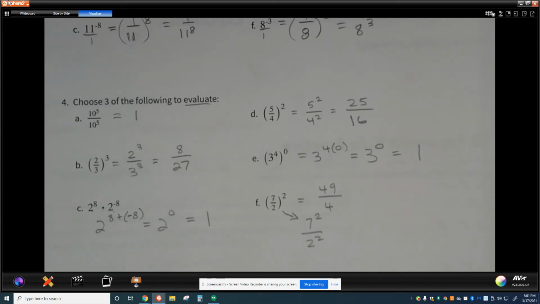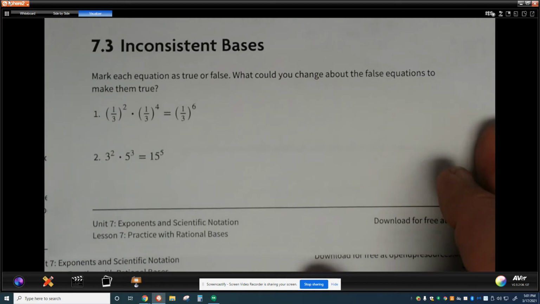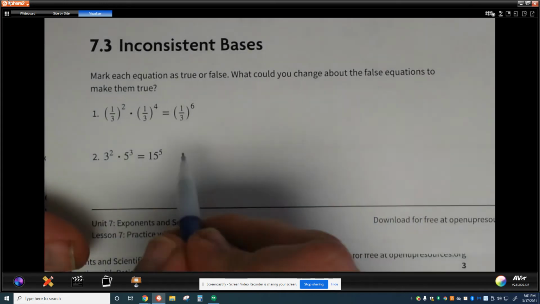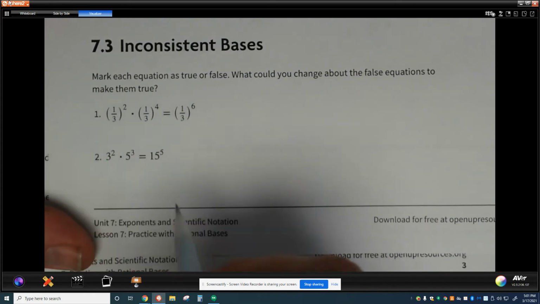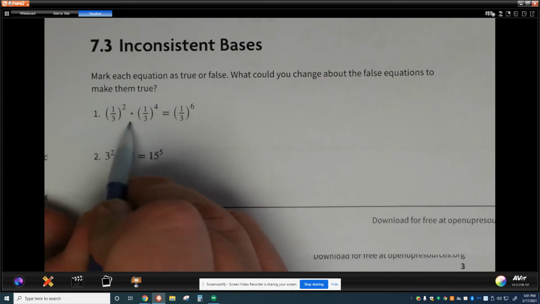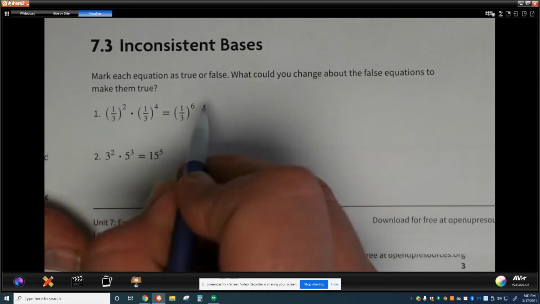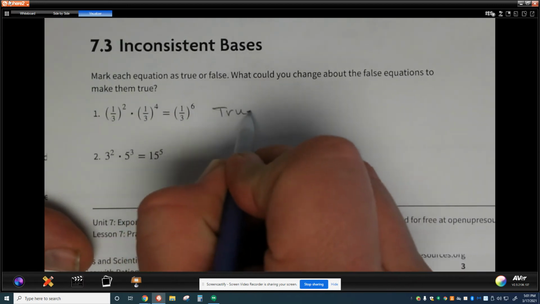Cool. Looking at the last step of it, true or false, we're going to talk about inconsistent bases. Mark each equation as true or false. What could you change about the false equations to make them true? Looking at this one right here, 1/3 raised to the 2nd power times 1/3 raised to the 4th power looks like product of powers. I see the same bases being multiplied, so the exponents can simply be added. 2 plus 4 is 6. This is a true statement.